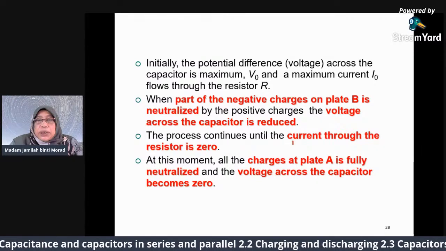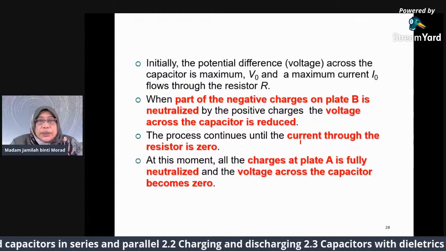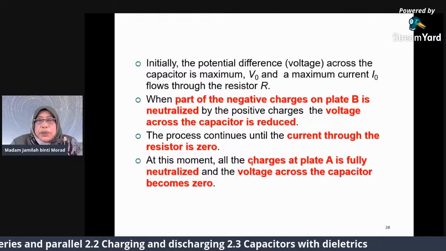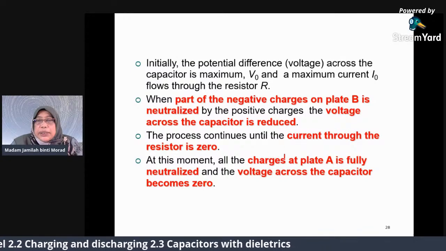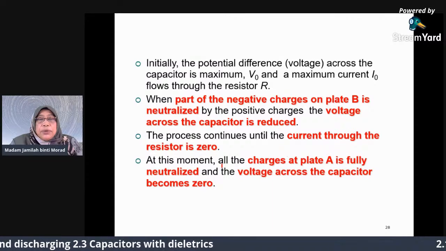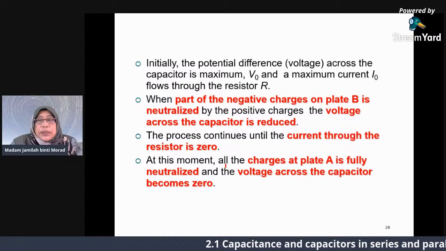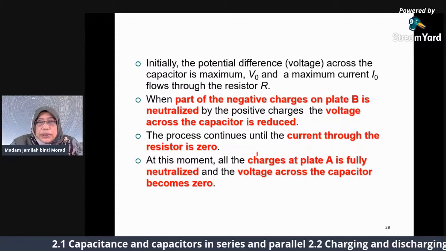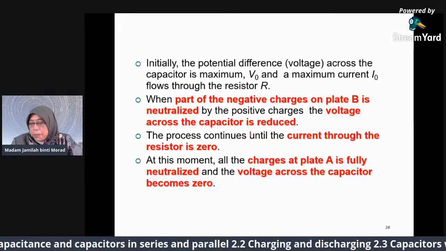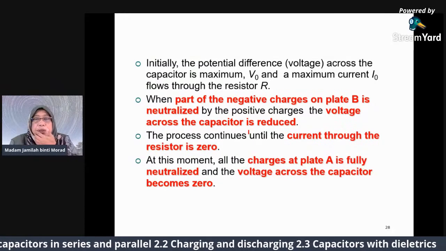The process continues until the current through the resistor is 0. At this moment, you can say that all the charges at plate A are fully neutralized and the voltage across the capacitor becomes 0. When there is no charge on the capacitor, its voltage also becomes 0. The potential difference between the plates of the capacitor is 0.